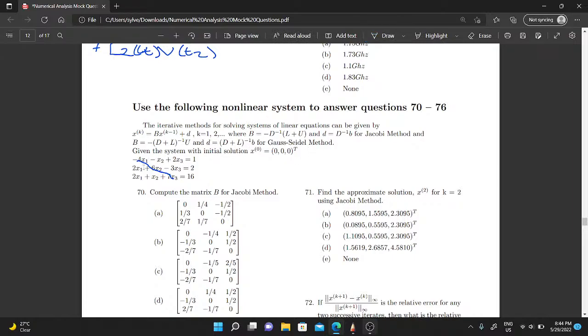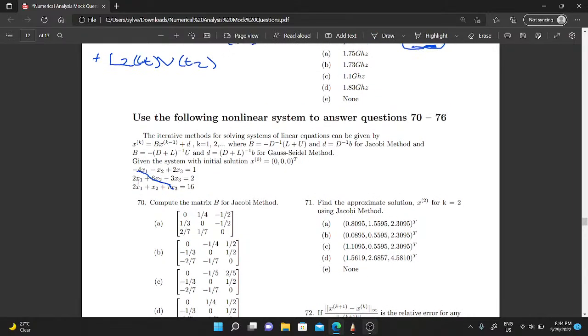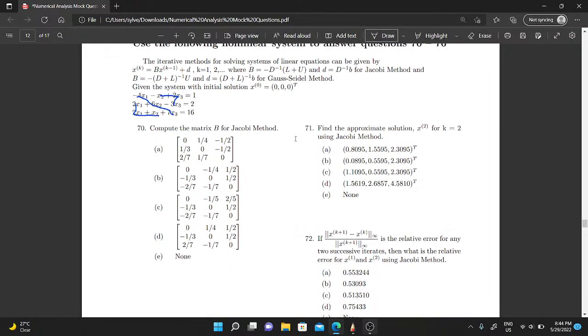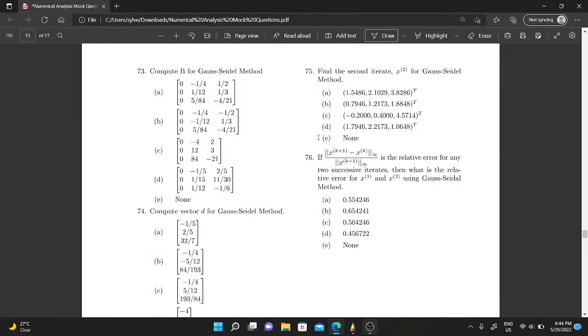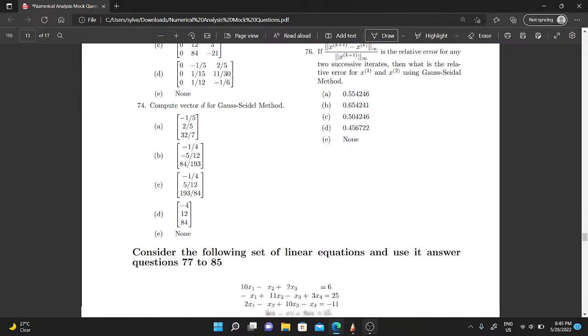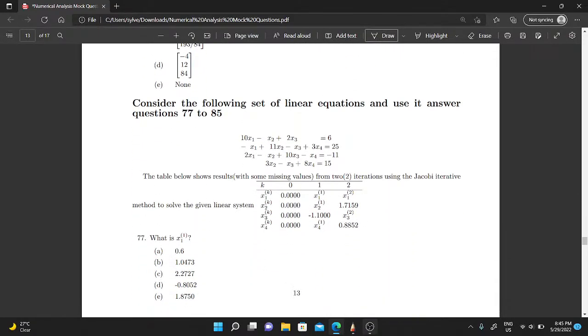So just find your D, your L, which is... so this is your D, this is your L, and this is your U. So from there, I believe you can put the values into these equations and solve. Very, very simple. Please let's move on.